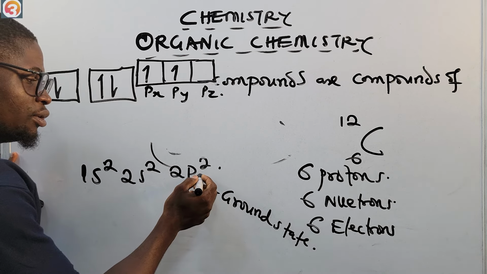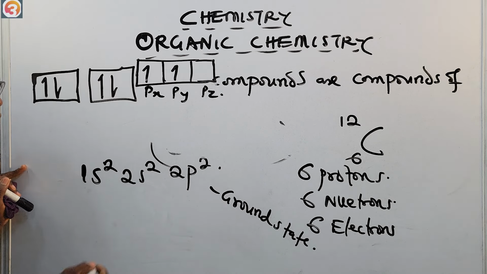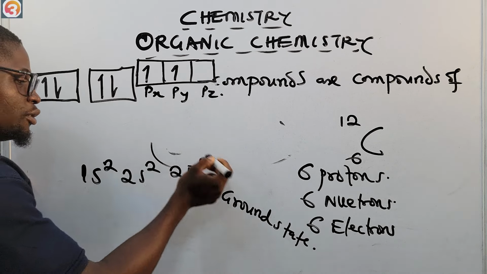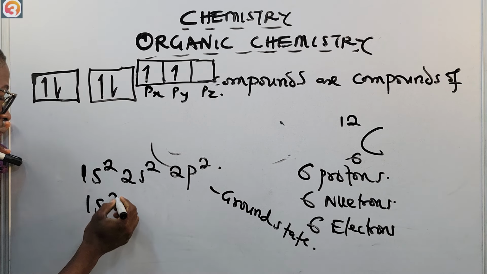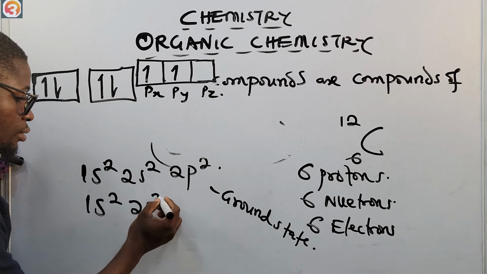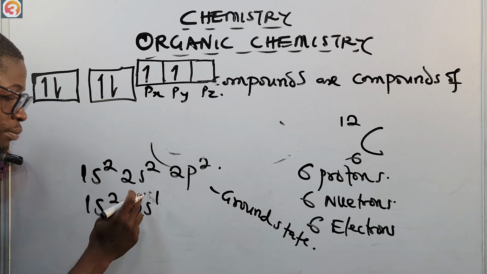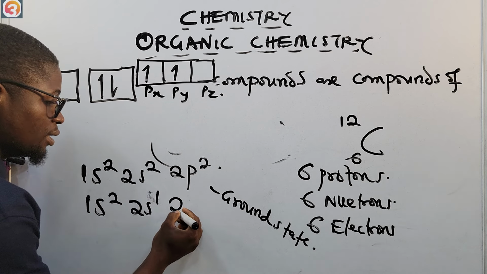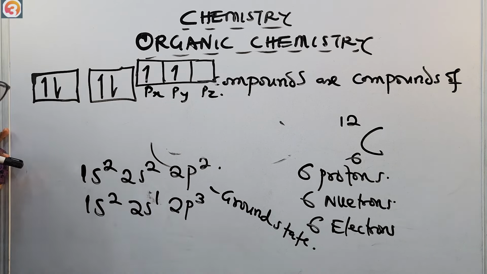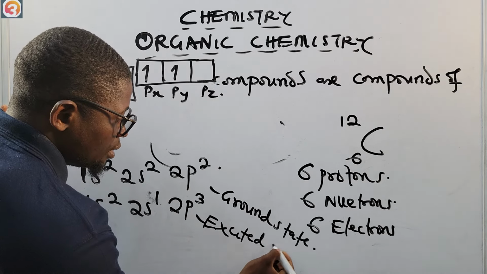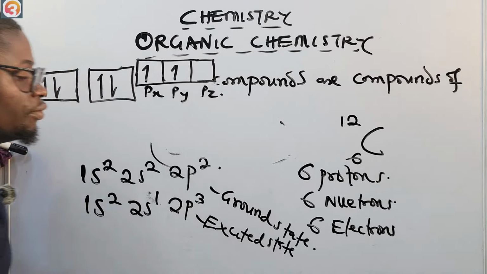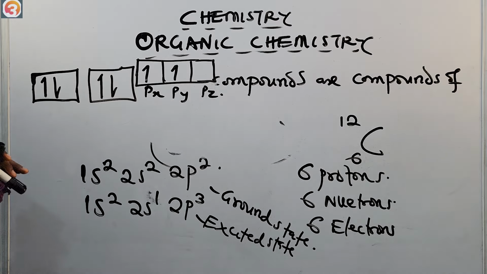One of the electrons in this s orbital is promoted to the p orbital, such that in the excited state we now have 2s1, because one has been promoted to 2p, so I'm going to have 2p3. So this is the excited state electronic configuration of carbon. Please take note of that.